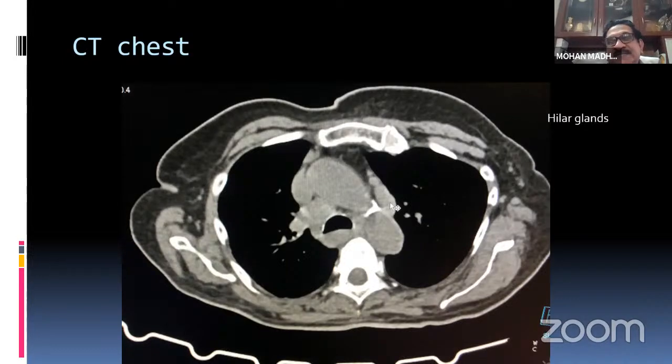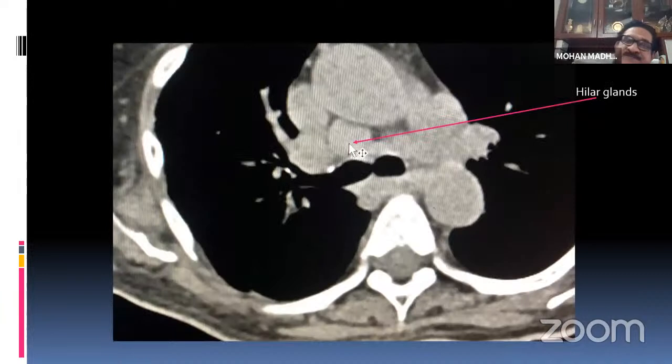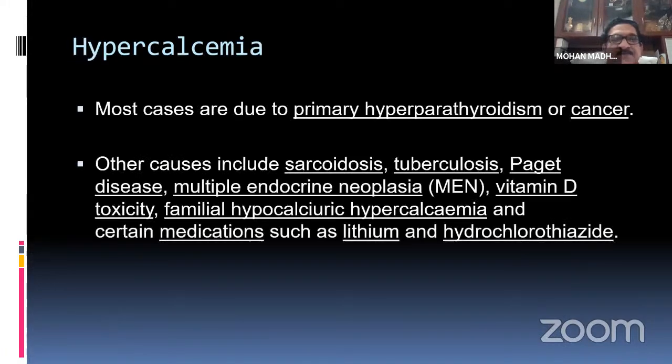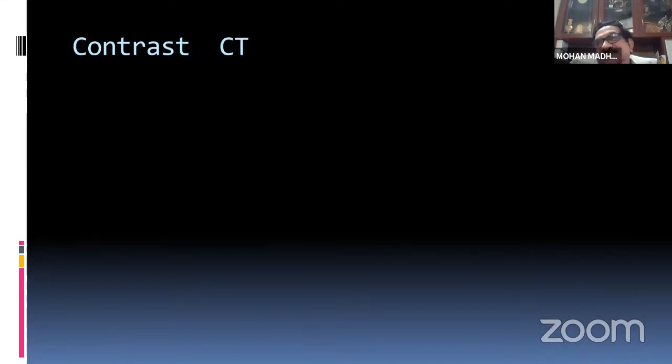A CT chest was done, which showed hilar lymphadenopathy. In fact, a contrast study was also done. I couldn't get the picture, rather forgot to take it. Multiple glands could be seen in the hilar region. So it's most likely a case of sarcoid, because of the hilar lymphadenopathy producing hypercalcemia. And the patient improved remarkably with the correction of calcium as far as the myopathy is concerned. So this is the diagnosis of this patient.